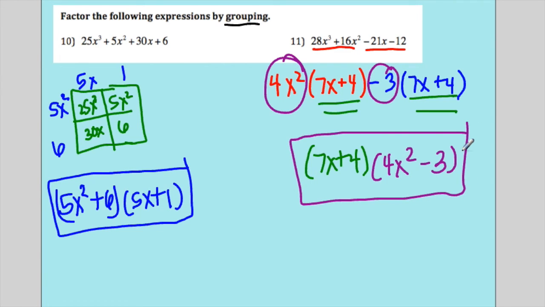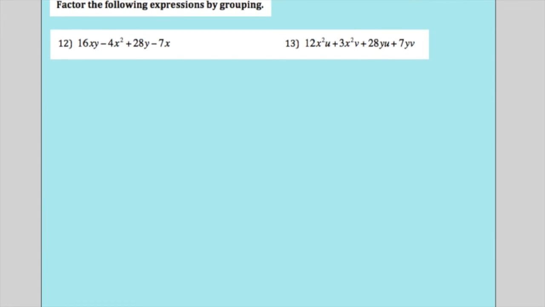They're both done using grouping. This one just uses the box to kind of help you out. You can do it either way. We have 2 more examples. I'm going to do one more with the box, and I'm going to do the other one with just no box to help me out.